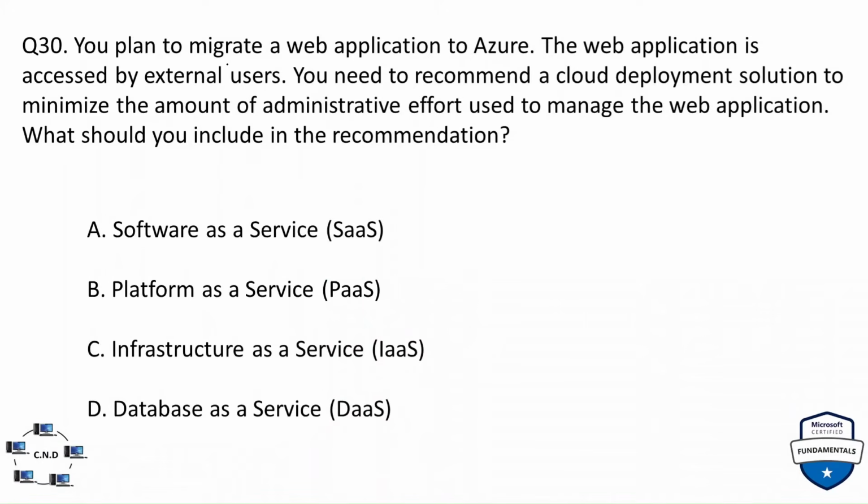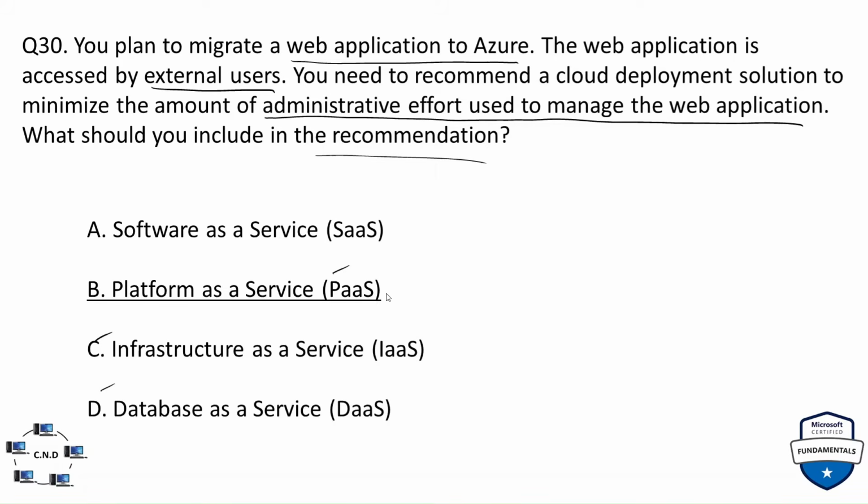Question number 30 is that you plan to migrate a web application to Azure. The web application is accessed by external users. You need to recommend a cloud deployment solution to minimize the amount of administrative effort used to manage the web application. What should you include in the recommendation? The options are A, software as a service, SaaS, B, platform as a service, PaaS, C, infrastructure as a service, IaaS, and D, database as a service, DBaaS. And the correct option is platform as a service or PaaS.